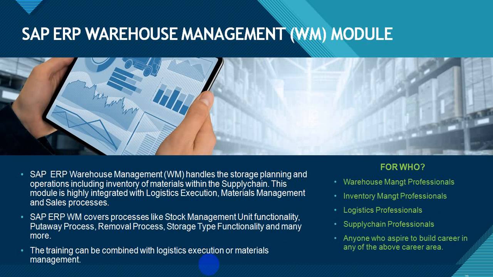Then you have the SAP ERP Warehouse Management module. The SAP ERP Warehouse Management module handles the storage, planning, and operations within, including inventory of materials within the supply chain. This module is highly integrated with logistics execution, materials management, and sales processes. SAP ERP WM, which is warehouse management, covers processes like stock management unit functionality, put away process, removal process, storage type functionality, and many more.